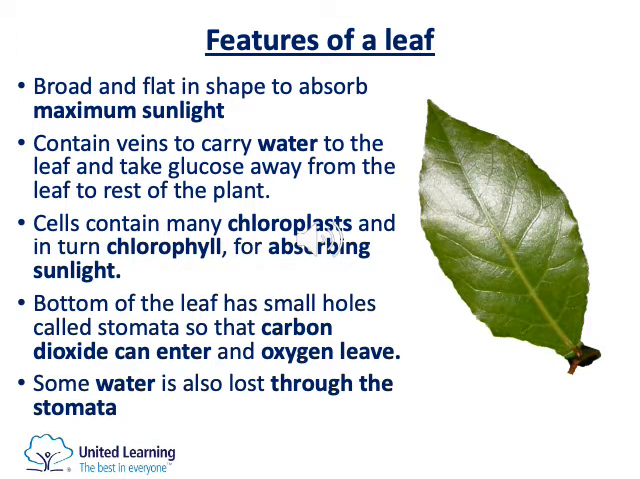The bottom of the leaf contains many tiny holes called stomata. This is so that carbon dioxide can enter and oxygen, once it is produced by photosynthesis, can leave. The stomata are also designed to close whenever there's a lack of water. This stops the plant from wilting.